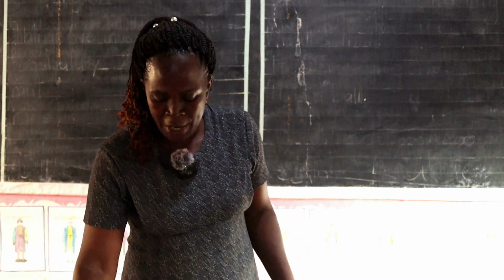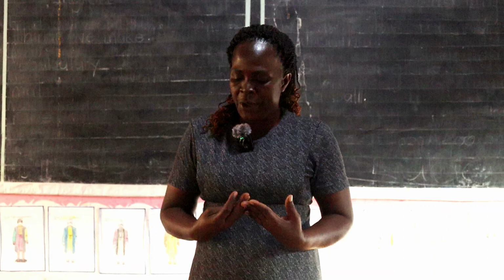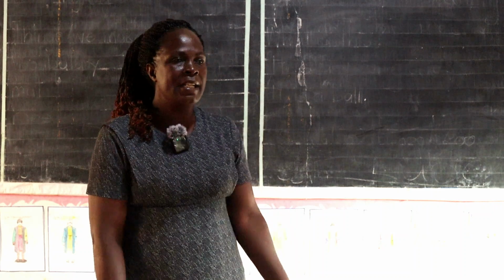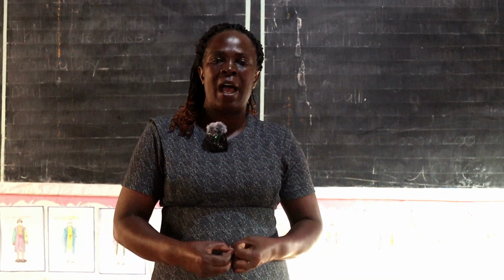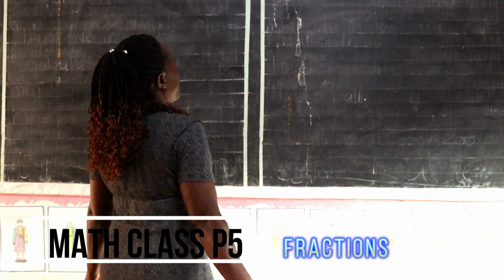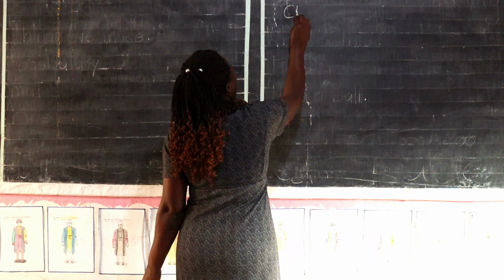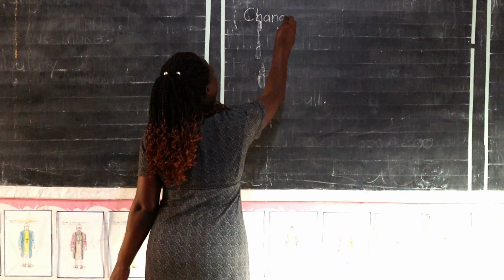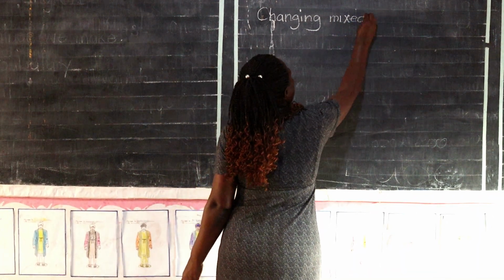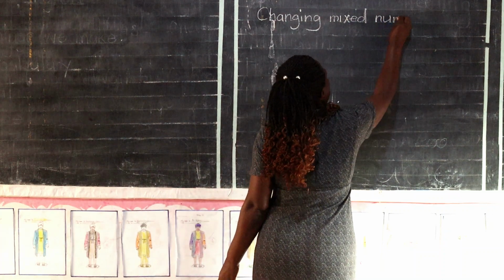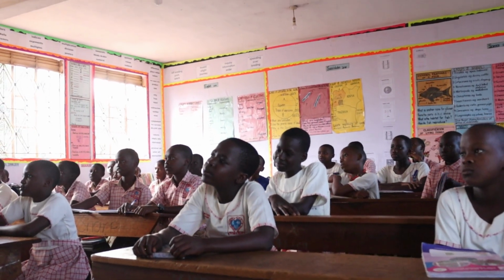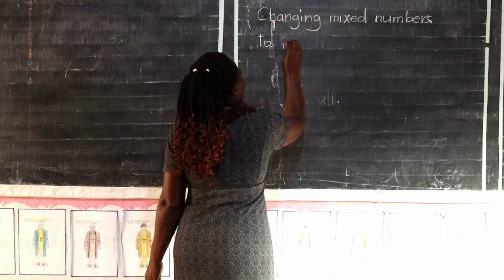So now we are going to look at those ones. We were looking at types of fractions which we looked at last time. This time we are looking at mixed numbers and improper fractions. We are looking at changing mixed numbers to improper fractions.